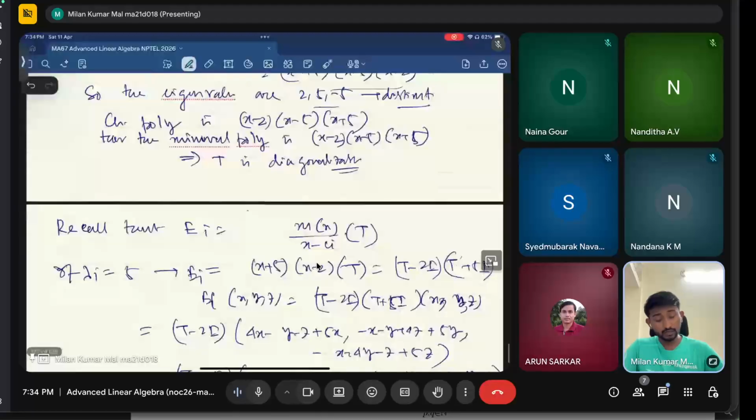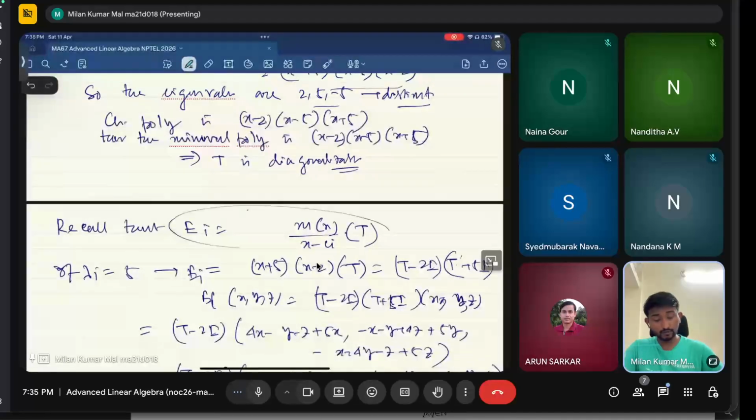T is diagonalizable. Then what will be Ei? This expression has a little problem. If I have T equals c1 E1 plus c2 E2 plus c3 E3, so T minus c1 I, the identity, that has to be equal to E1 plus E2 plus E3, that's going to be 0.